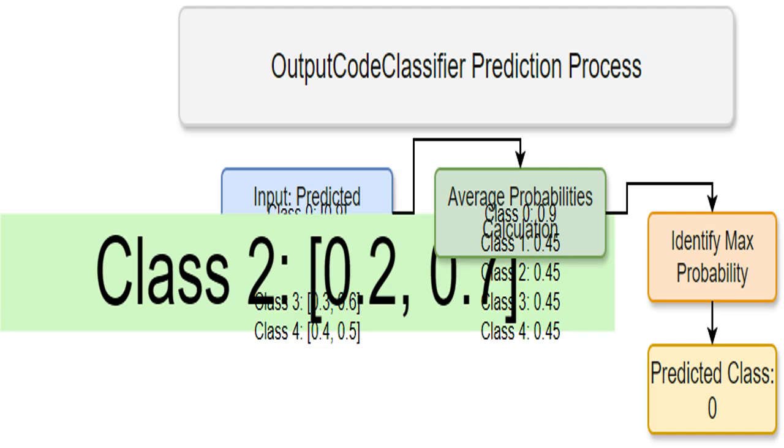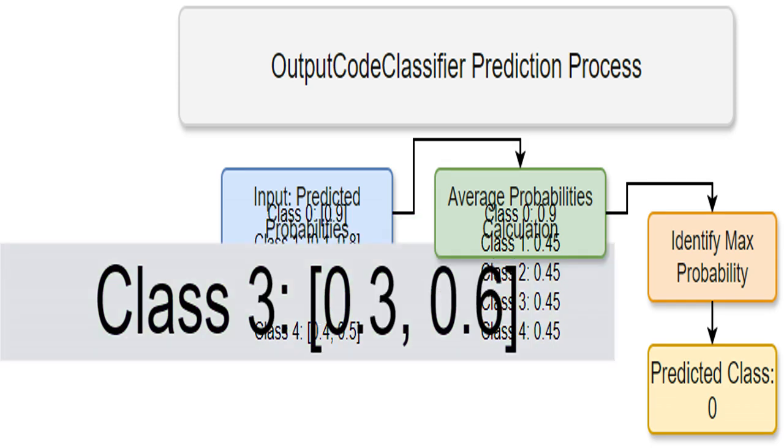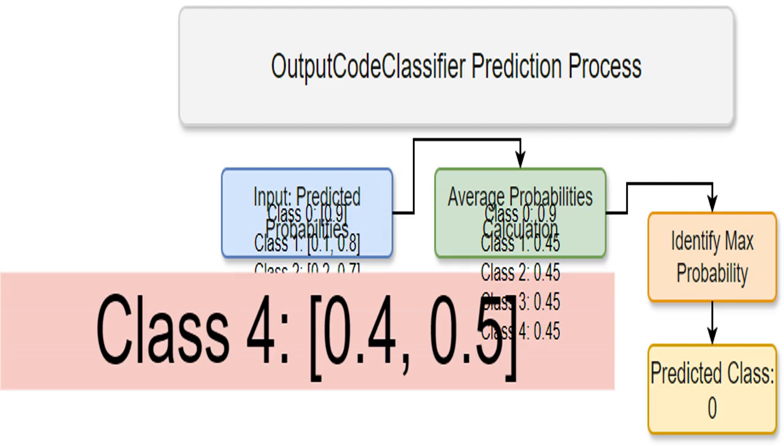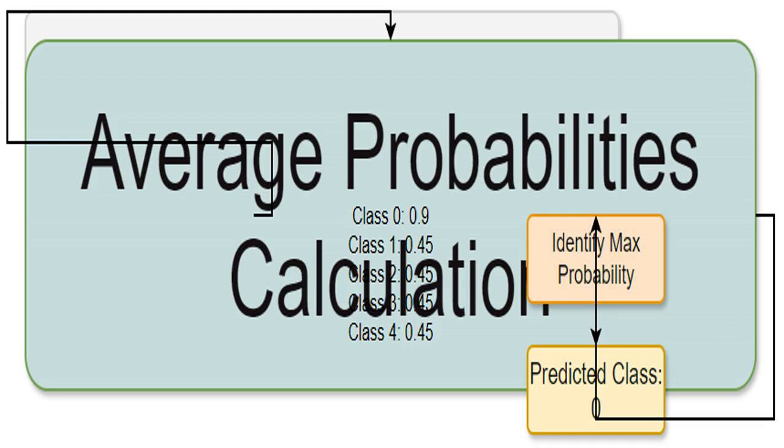Similarly, for class 2, we see a lower confidence, 0.2, from the first classifier, and a higher confidence, 0.7, from the second. Class 3 also shows some difference in confidence between the two classifiers, 0.3 and 0.6. And finally, class 4 has relatively similar confidence scores, 0.4 and 0.5, from both classifiers. Now, we need to average the predictions for each class. This is because we're using a simple average to combine the classifier outputs for output code classifier.